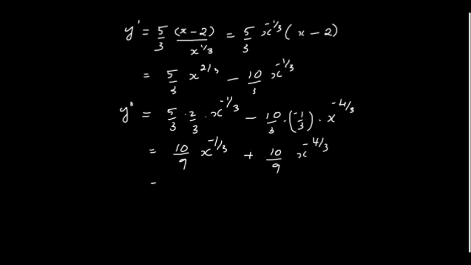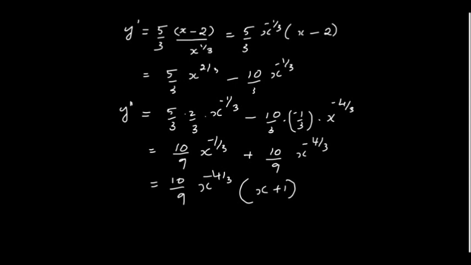For easiness, let us take the common terms outside. Then we will write it as 10 by 9, we can take it outside. Also x raised to minus 4 by 3 I will take outside. So the remaining terms I can write as x plus 1. So y2 dash is this.